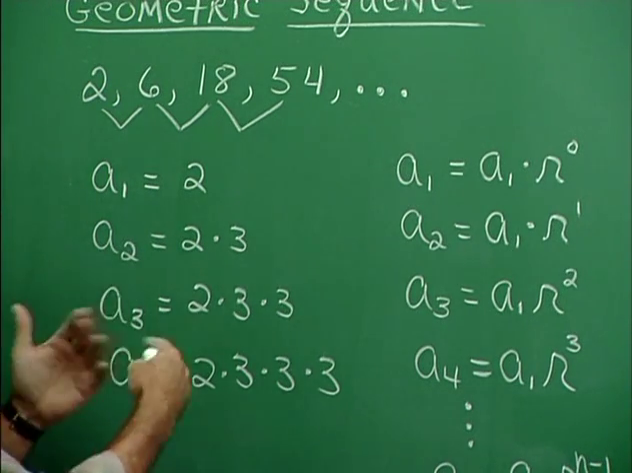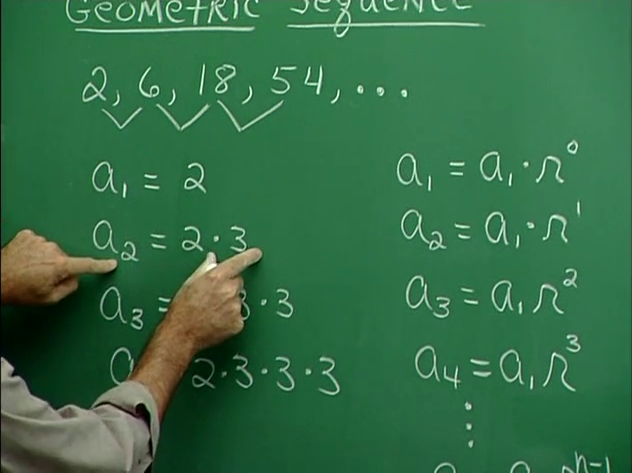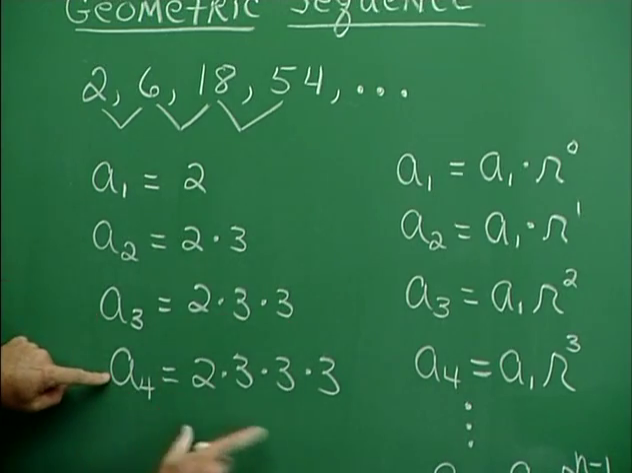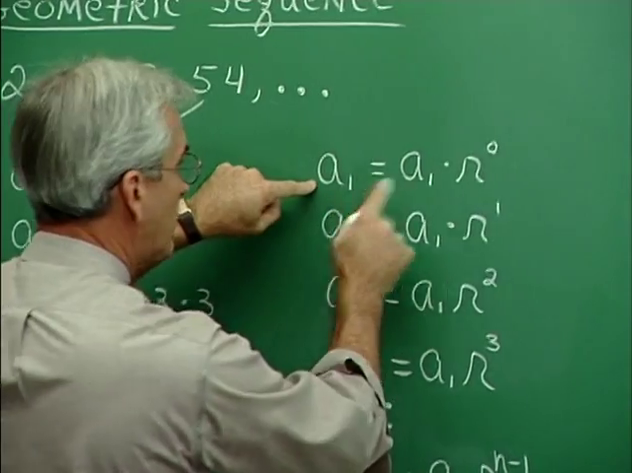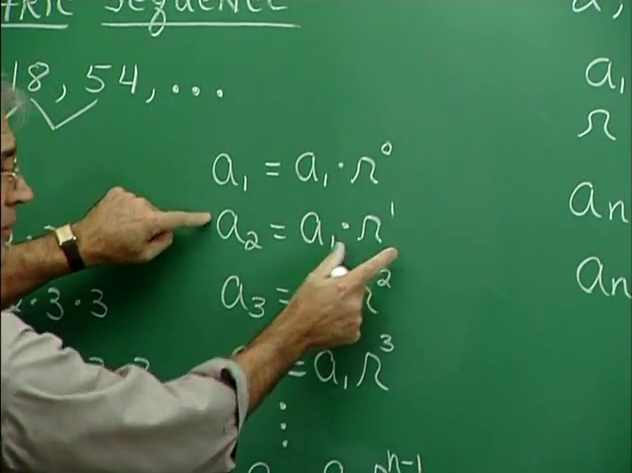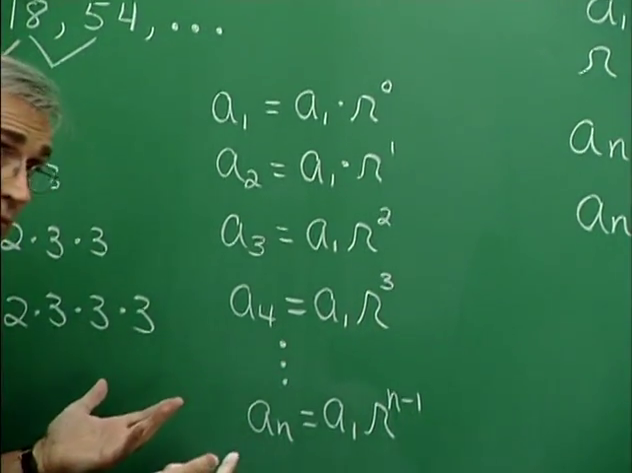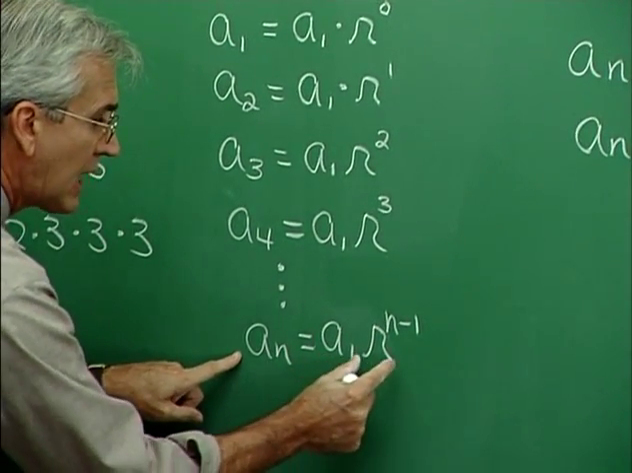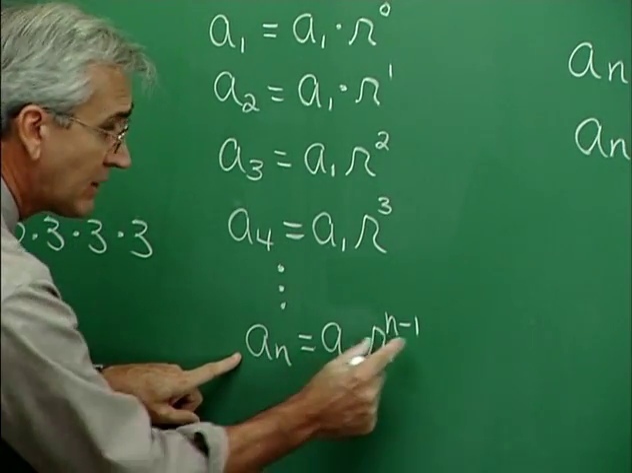Now, more symbolically, we think of it like this. The second term has one common ratio. The third term has 2 factors of that common ratio. The fourth term has 3 factors of that common ratio. So we think of it like this. The first term has no factors of the common ratio. Second term has 1 factor of the common ratio, and so on. And so to generate the nth term, you see the expression for the nth term, it would be the first term times the common ratio used as a factor n minus 1 times.